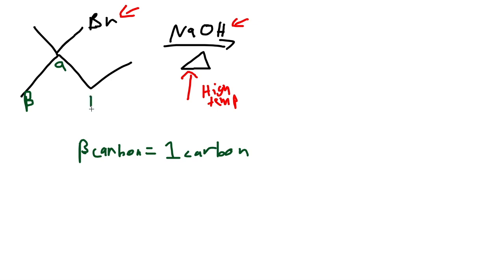Then again, this is the beta carbon on the right side. This carbon has 3 hydrogens, but we're only going to use one of them. This carbon has 2 hydrogens, but we're going to use one of them. As you can see, they are anti-coplanar. They are in different planes, opposite to each other, so we can do an E2 reaction.